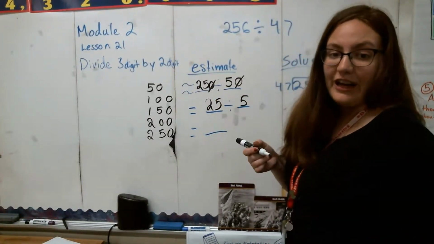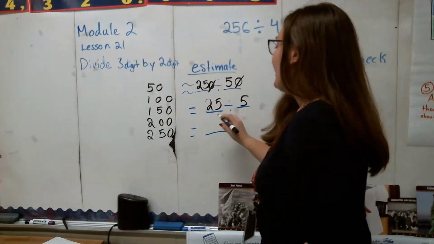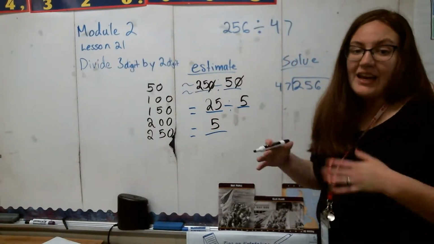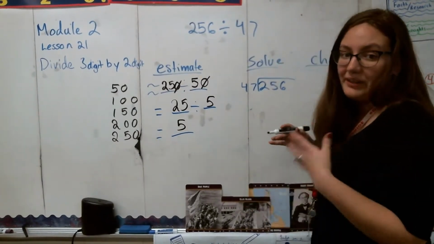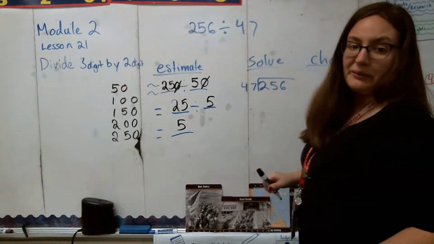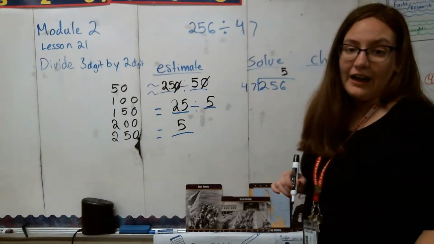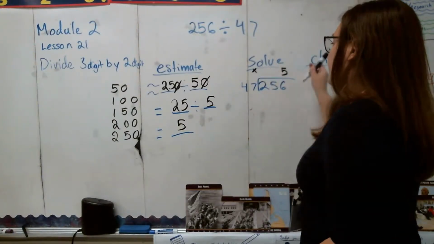Now 25 divided by 5, I can also think of this as 5 times what is 25? And that would be 5. So that is my estimate. That's what I think my answer is going to be close to, not my exact answer. So now I come over here and I work on solving my problem. I'm going to use my estimate to get started and see if that 5 works. So we're going to do 47 times 5.